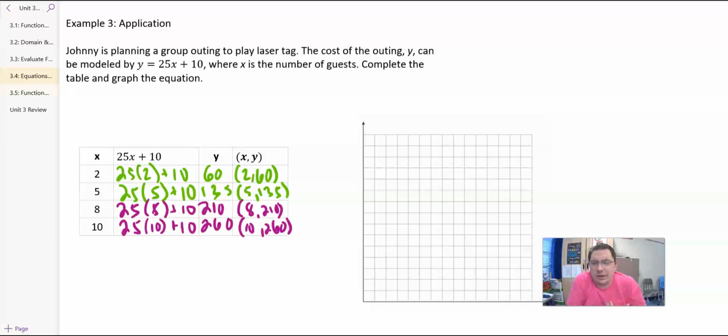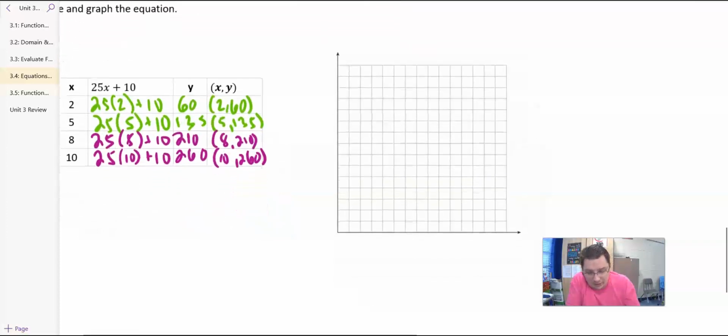So we see here that when we plug in 8, we get 210. So that means if we had 8 guests, this would cost us $210. And if I had 10 guests, this would cost $260. So now we want to graph this on the coordinate plane given here. And so obviously if we count by ones, we're never going to get to 260. We're going to be counting forever. And so we need to use our coordinate plane wisely so that way we can graph this appropriately.